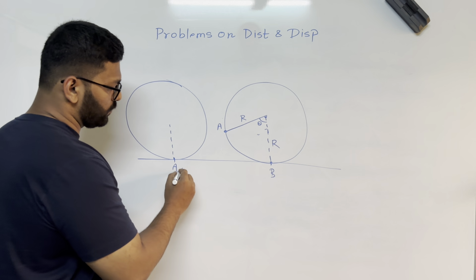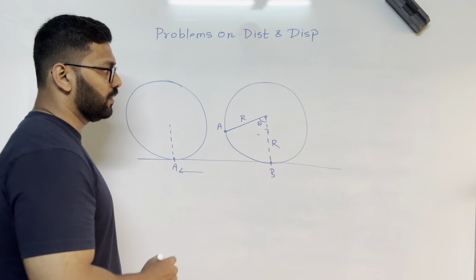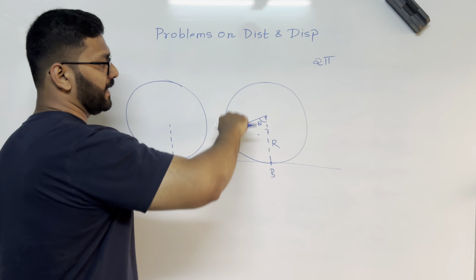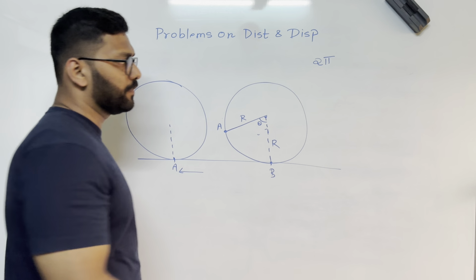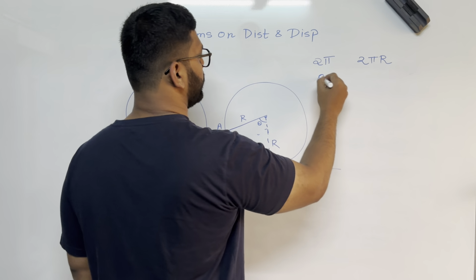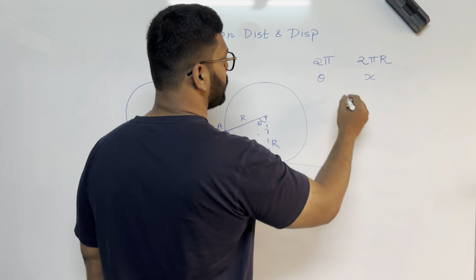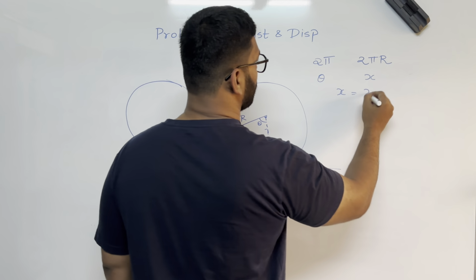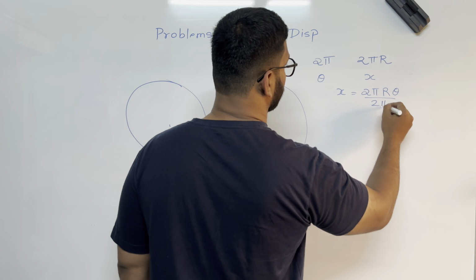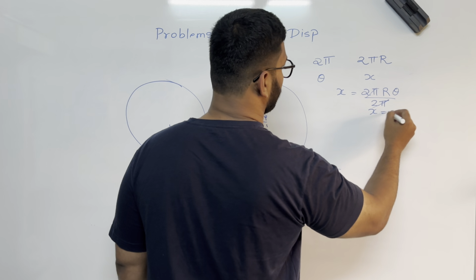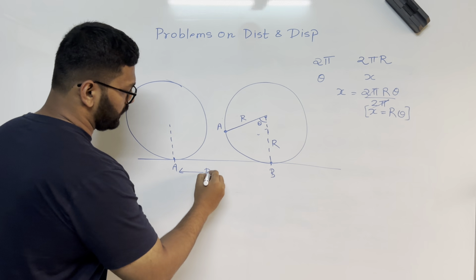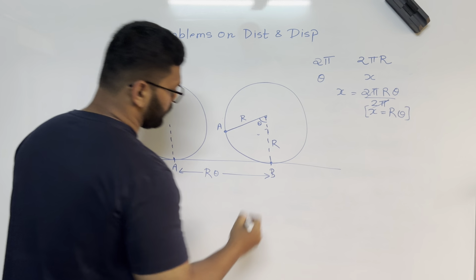Of course this length is going to be, see, for angle 2 pi, for the tracing of the angle 2 pi, you are completing 2 pi r, that is circumference, right? So for angle theta, how much distance x will you cover? Cross multiply: 2 pi r into theta by 2 pi, which is r theta, which is basically your arc length, right? So the arc length is r theta, correct?